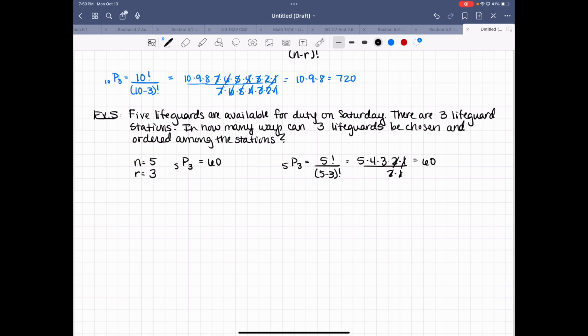Yep. Okay, if you're doing it with the slots, if I have station 1, station 2, station 3, how many lifeguards are available for station 1? 5. How many are now available for station 2? 4. How many are available for station 3? 3. And that gives me 60. So, you get 60, whichever way you do it. You are allowed to use a calculator, so if you want to just use your handy dandy calculator, I got no problem with it. Okay.